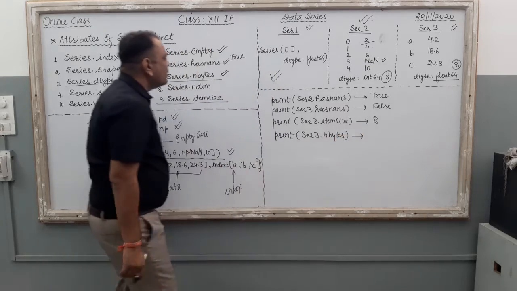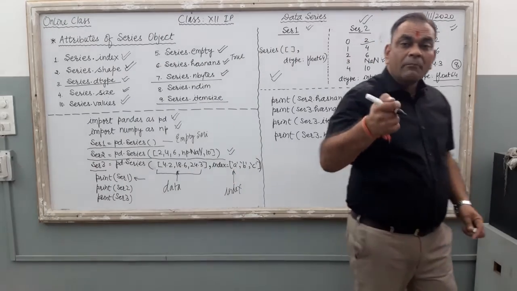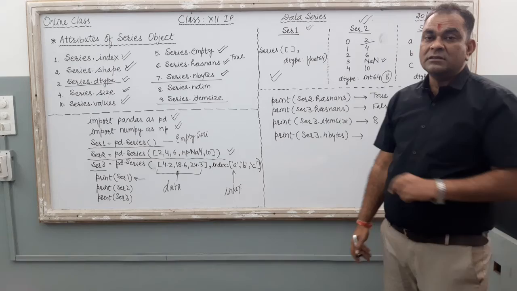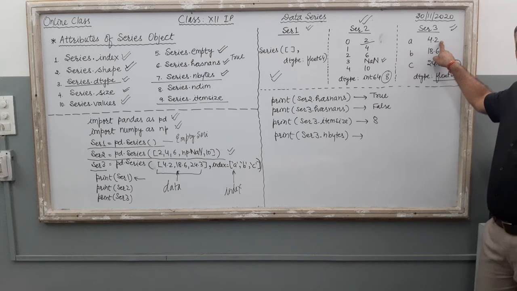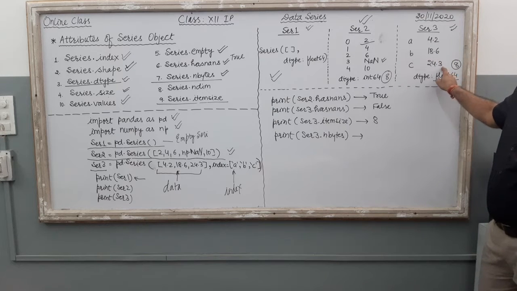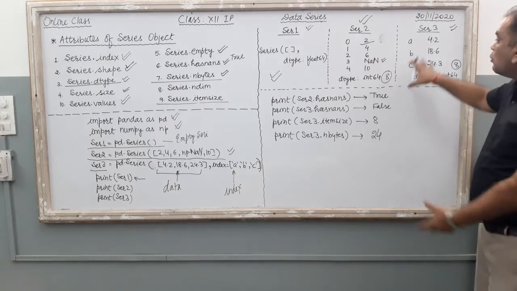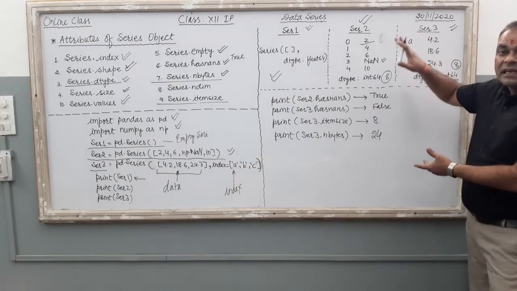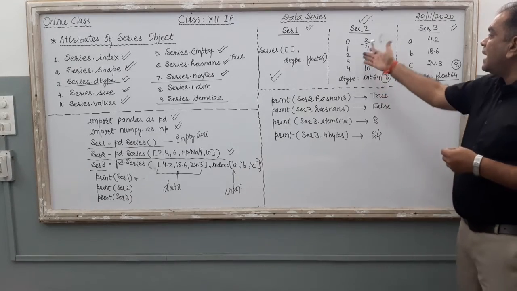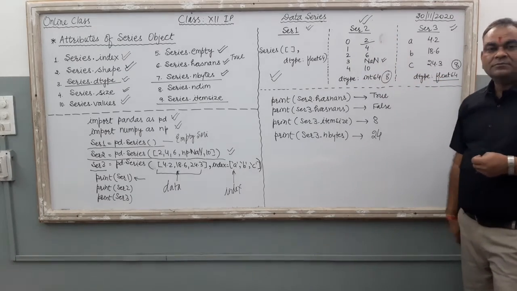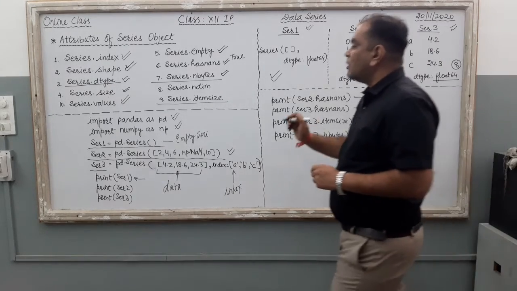Now if I use this command, print ser3.nbytes. nbytes means number of bytes, right? How many bytes the ser3 series occupies in memory, that is the concept. For that, calculate every item of 8 bytes. There are 3 items in this series, so 8 into 3, what will the result be? 24. The total occupancy of series 3 inside the computer's memory is 24 bytes. If you calculate it here, 8 into 5, 40 bytes in the computer's memory. Clear? So it is known as number of bytes.